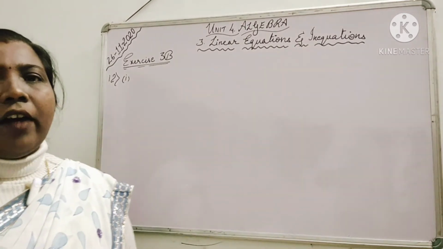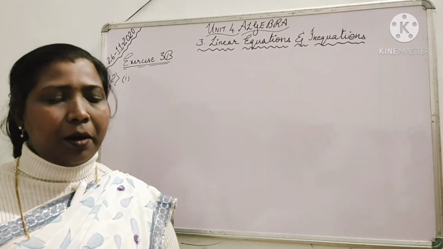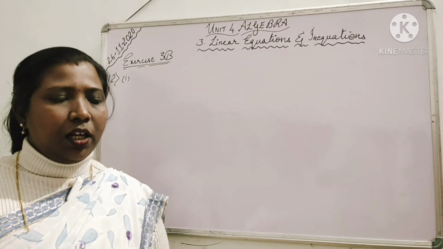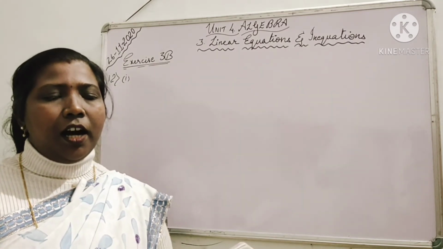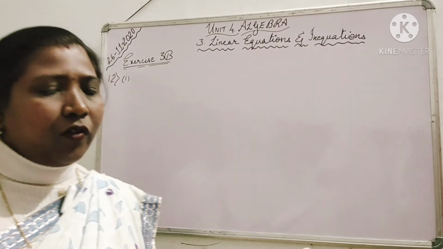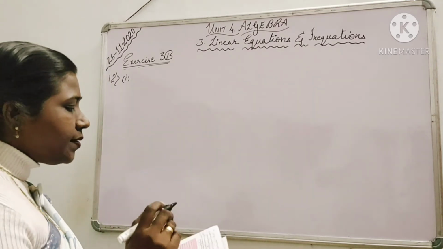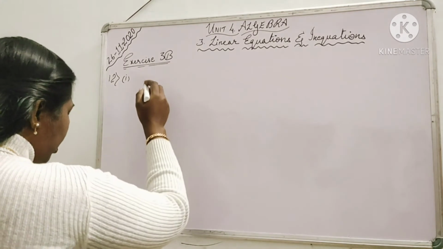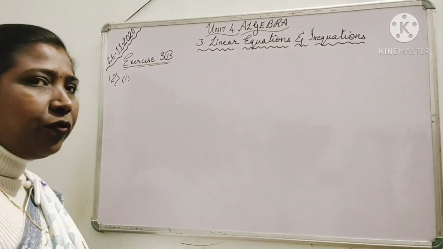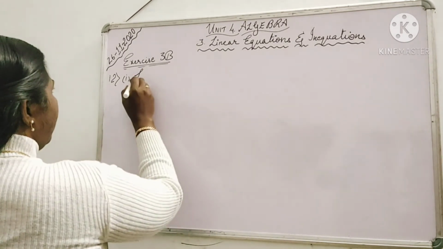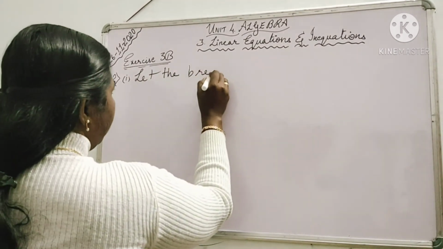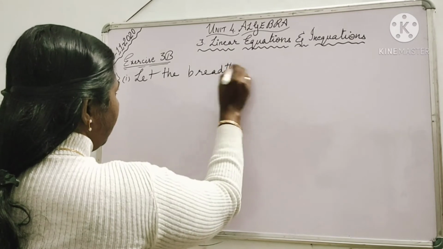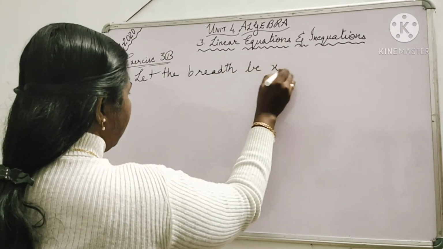Clear? Now we have the last question of this chapter. The perimeter of a rectangular farm is 400 meter and its length is 120 meter. Find its breadth. Which do we have to find out? We have to find out the breadth. So let the breadth be x.